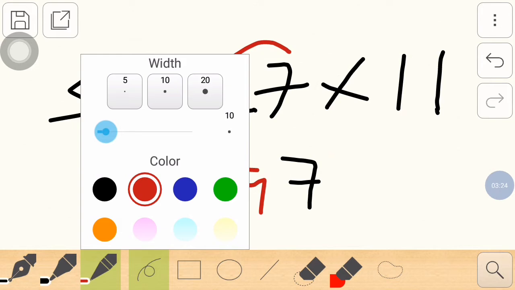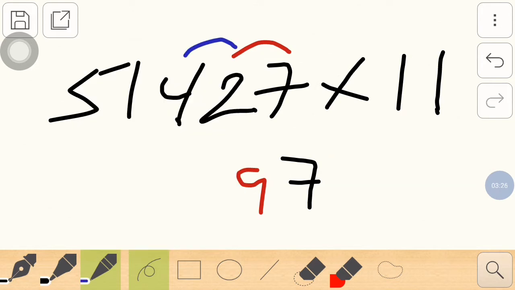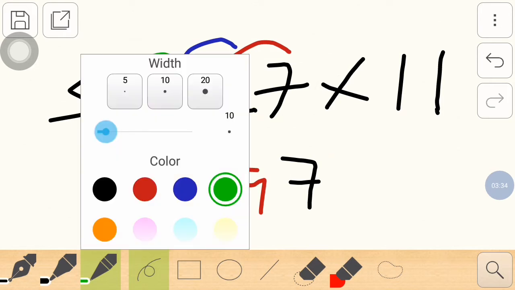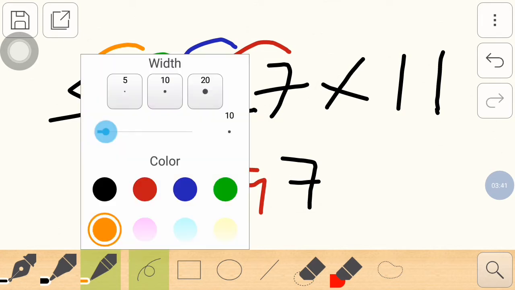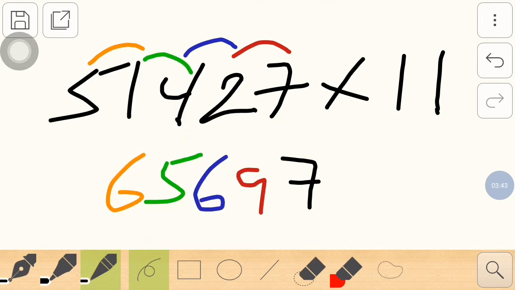The next number is between 4 and 2. 4 and 2 gives us 6. The next 4 and 1. 4 and 1 gives us 5. The next 1 and 5. 1 and 5 gives us 6. And since there is no other number to pair the 5 with, we just drop the 5, giving us our final answer to be 565,697.